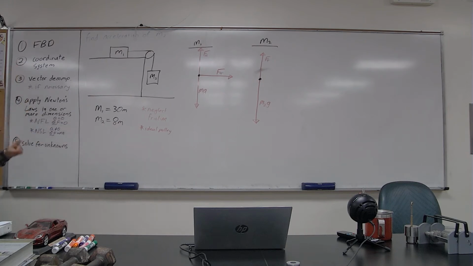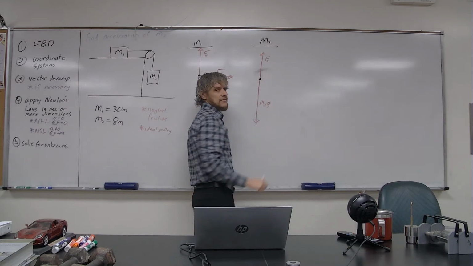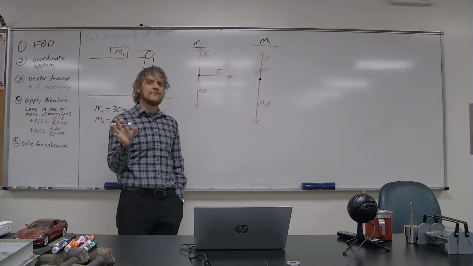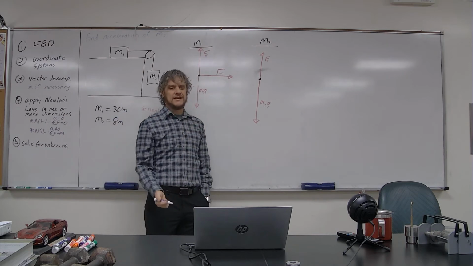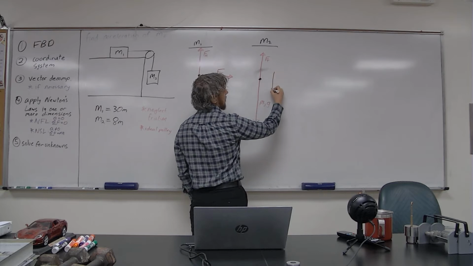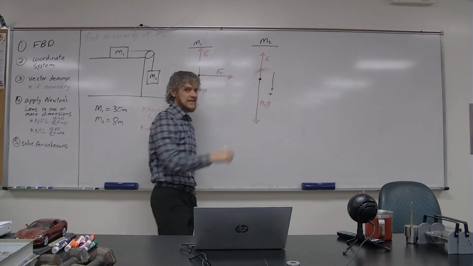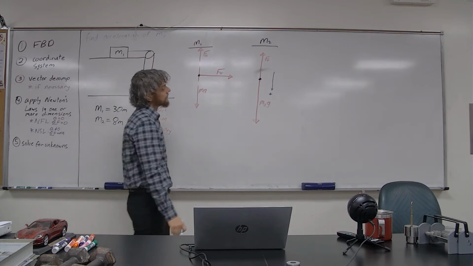Step 2, let's talk about our coordinate systems. This is where it gets a little weird. M2 is accelerating downward. It makes it easier mathematically, less negatives to worry about, if when an object is accelerating, you call that the positive direction. So I'm going to say that the positive direction for M2 is down. I know it's kind of weird, but I'm telling you, it makes the math easier.